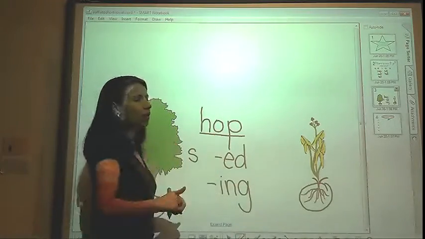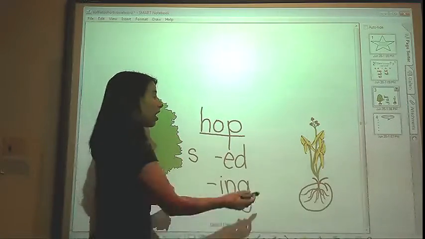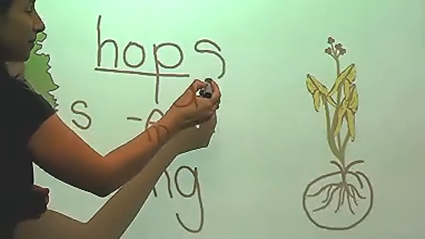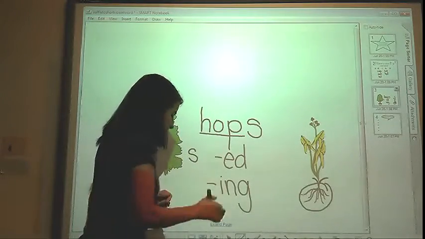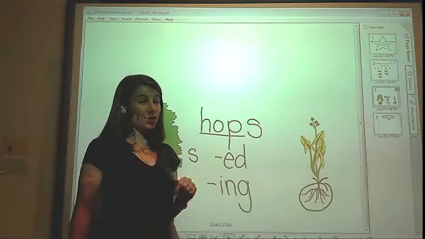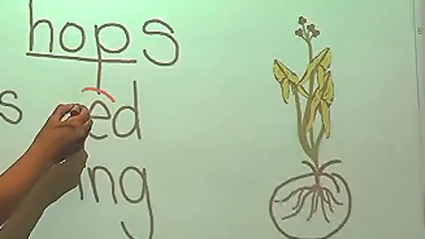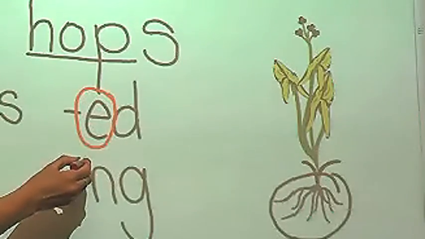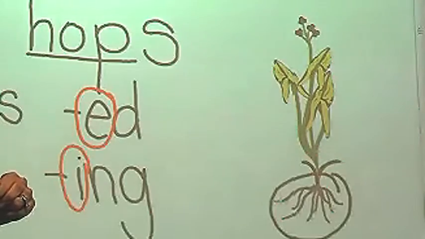So let's take the word hop. If I want to add the suffix s, I just write it on. I don't have to do anything to the word. Now here is the tricky part. If my suffix starts with a vowel, then my root word is going to change.